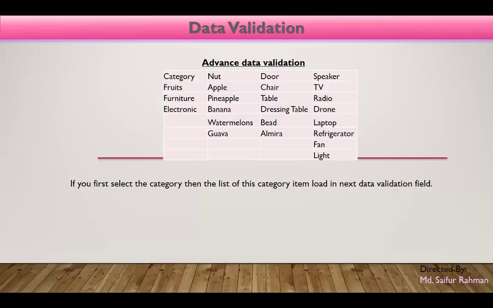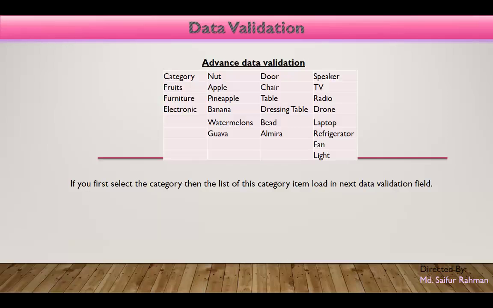Now come to advanced data validation. In this section we are going to learn one data validation that is dependent on another data validation. For example, if you have some category, like fruit, furniture, electronics or any other goods, and in fruits you have nut, apple, pineapple, banana, watermelon, guava, etc. Furniture: door, chair, table, etc. Electronic goods also. If you first select the category, then the list of items of this category loads in the next data validation field.